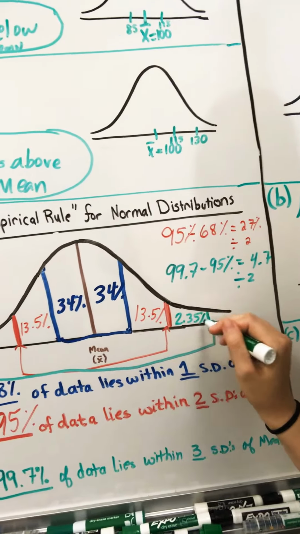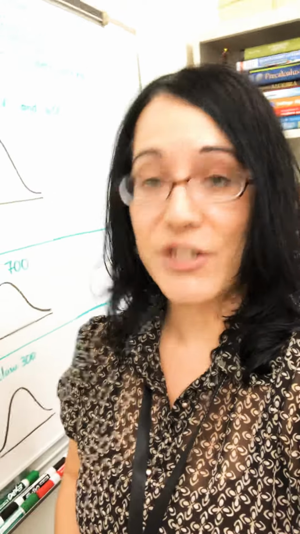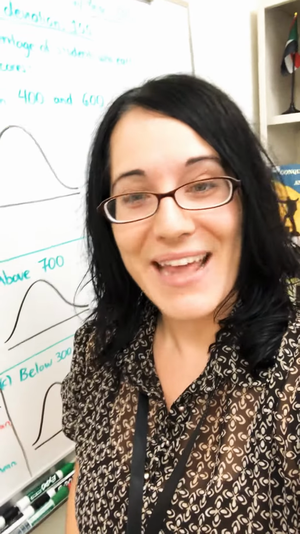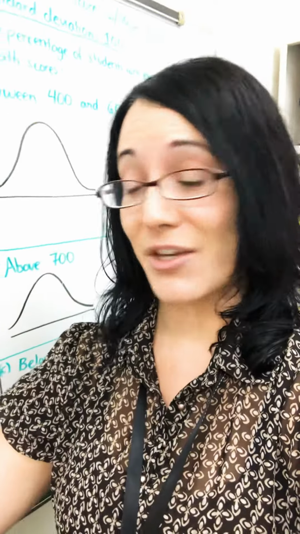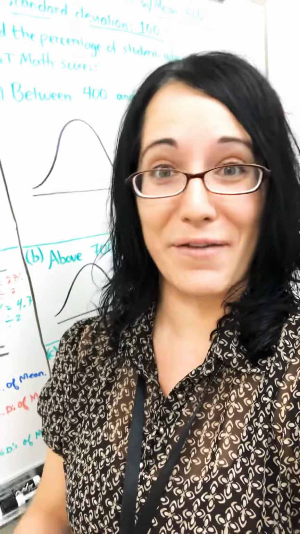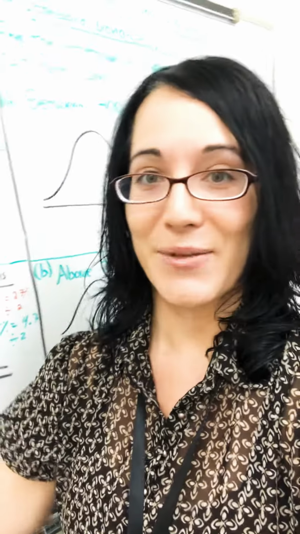Now, if you wanted those itty-bitty tails, that would just be 100% minus 99.7 and then cut it in half, and you'd have those tiny, tiny, tiny pieces right there. So this is going to be helpful in answering our next question, where we know that we have, let's say, SAT math scores, which are normally distributed, and we want to know the percentage or the likelihood of someone having a certain SAT score above a cutoff value, below a cutoff value, or between 2 cutoff values. So let's take a peek.